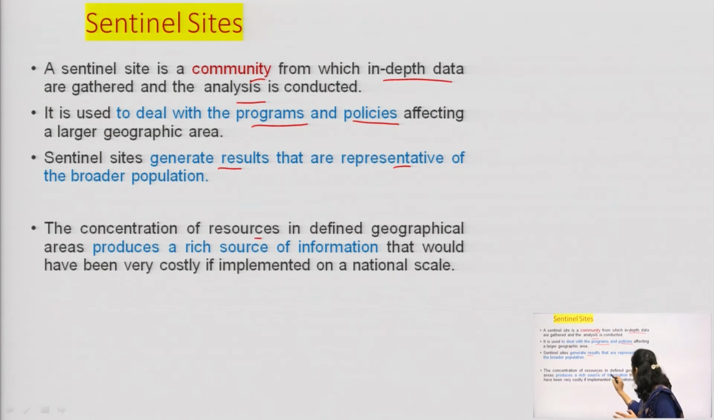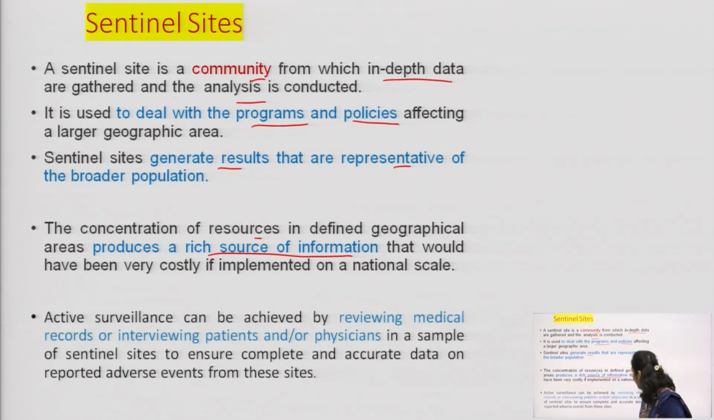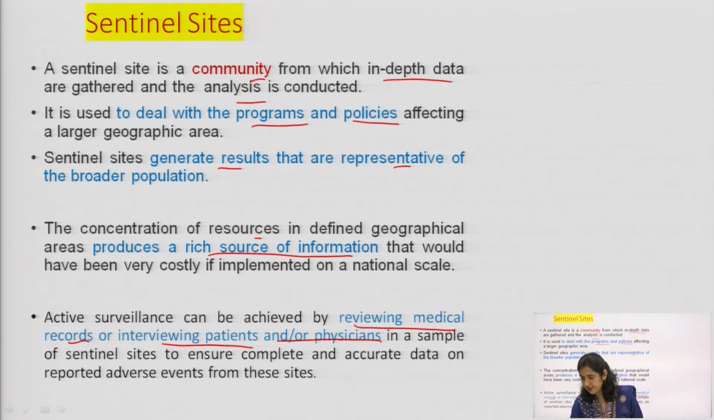The concentration of resources in defined geographical areas produces a rich source of information that would have been very costly if implemented on national scale. तो basically हम ऐसी communities choose कर लेते हैं जहाँ जो drug use किया जा रहा है और उस पर हम डाटा कलेक्ट करते हैं. Active surveillance can be achieved either by reviewing the medical records, maybe in a hospital, maybe in a clinic, or by interviewing patients, or by interviewing physicians in a sample of Sentinel Sites to ensure complete and accurate data is received on the reported adverse events.